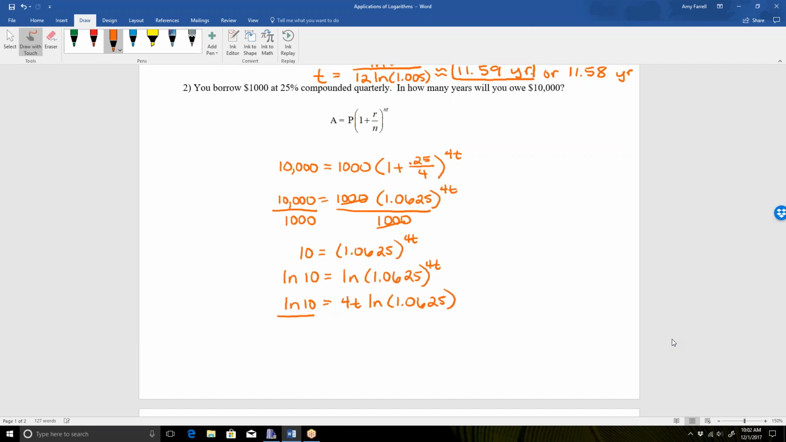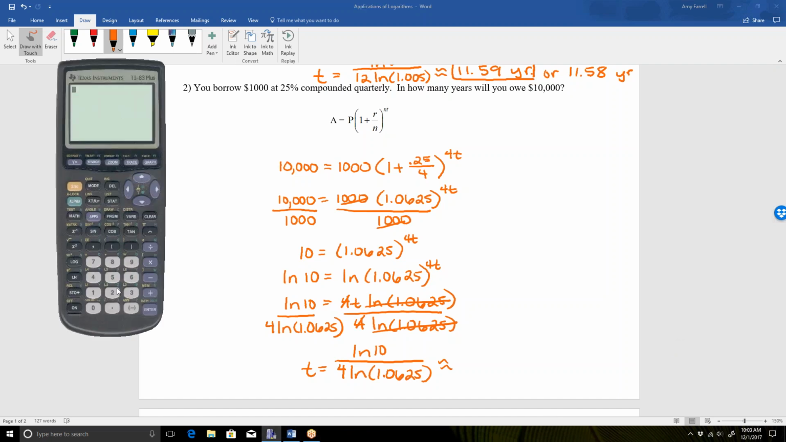And then to isolate t, I need to divide by 4. Get rid of the 4. I also need to divide by the natural log of 1.0625. All right, and then now I've got my t isolated. So t is the natural log of 10 over 4 times the natural log of 1.0625. Let's see what that is approximately equal to. We'll round to 2 decimal places.